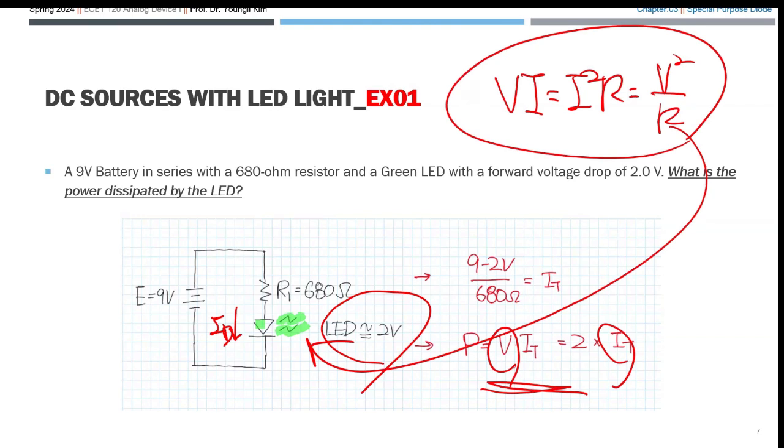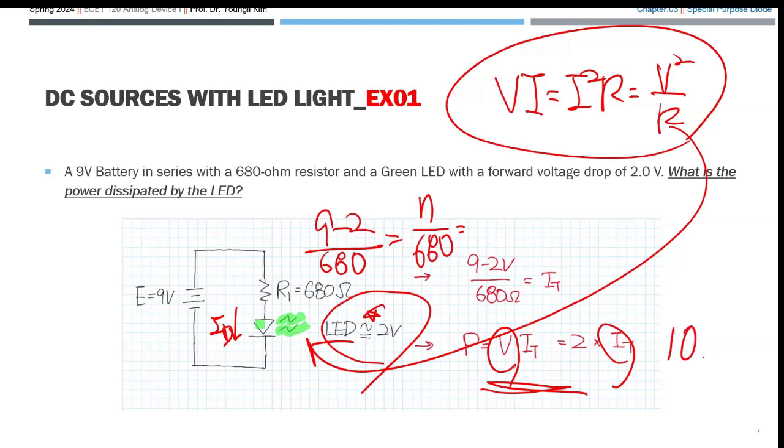We assume that usually the LED is 2 volt. It's very important, the 2 volt. So 9 minus 2 divided by the R, 680, okay? 7 divided by 680, you can calculate it. Just give me a second, let's try. 7 divided by 680, so that was 10.29 milliamps, okay? Any questions so far? Okay, it's fine. All right.